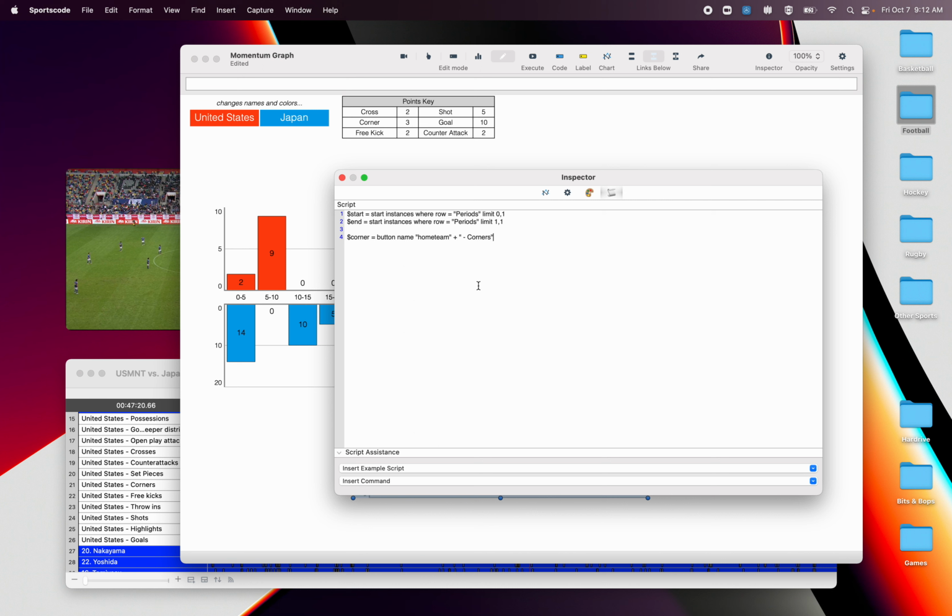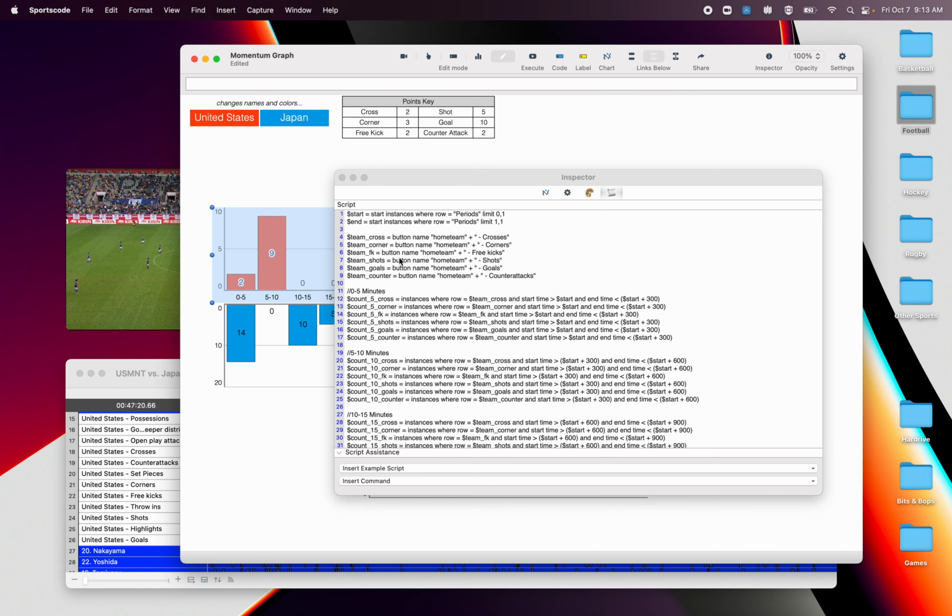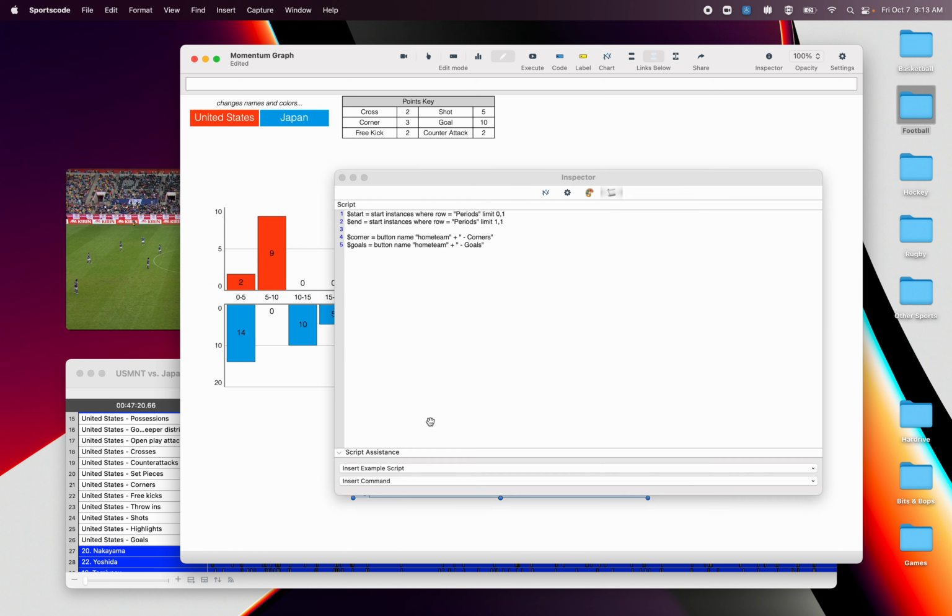Same thing for goals. For example, goals, button name home team, and then if we find goals, space dash space goals. So space dash space goals. I've already done this, so I'm just going to take these and copy and paste those into this one, so I don't have to do all 6 of them.